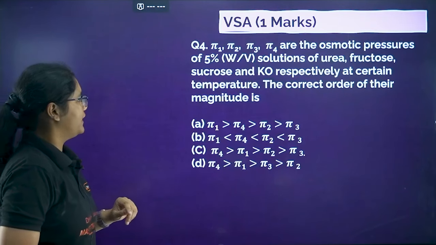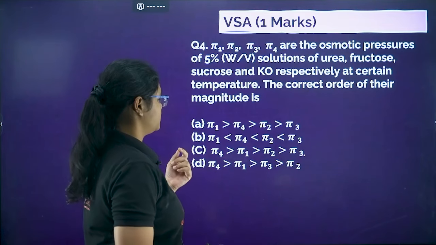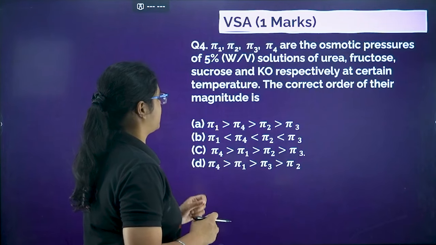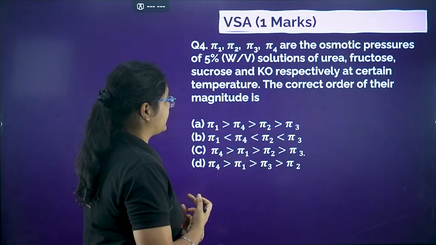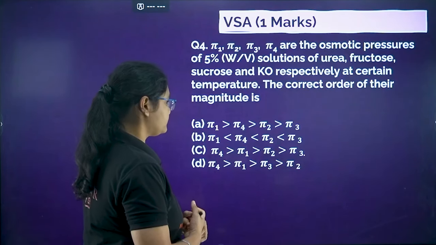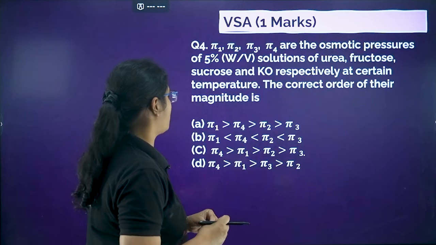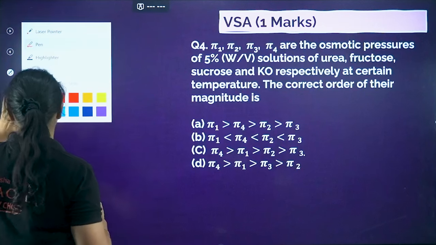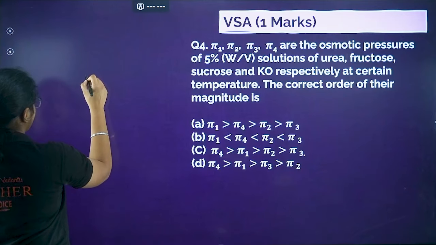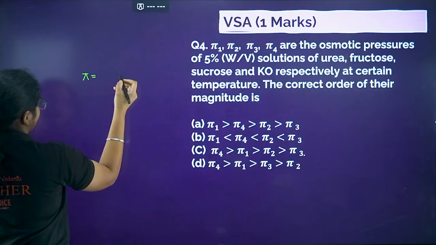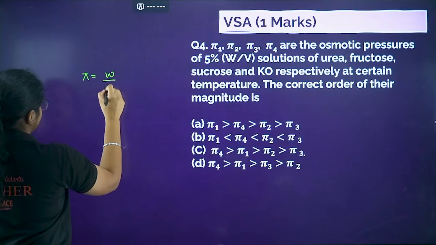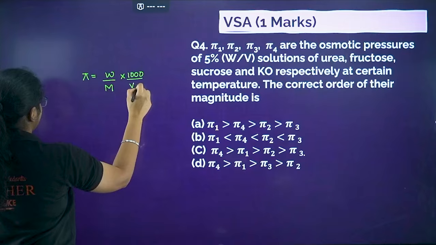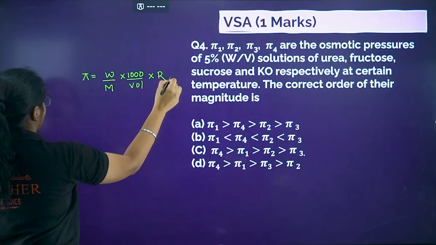Next, pi 1, pi 2, pi 3 and pi 4 are the osmotic pressures of 5% W by V solution of urea, fructose, sucrose and KCl respectively at certain temperature. The correct order of their magnitude is, now see here, first of all, what is the formula of osmotic pressure? So I can write osmotic pressure is equal to molarity, that is given mass by molar mass into 1000, right, by volume into R into T.